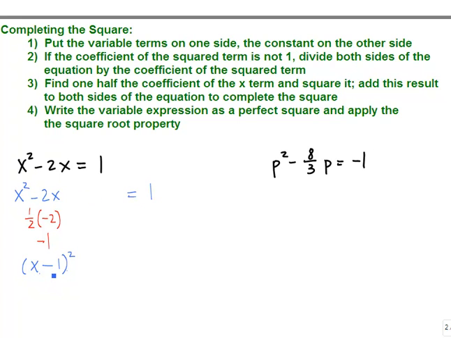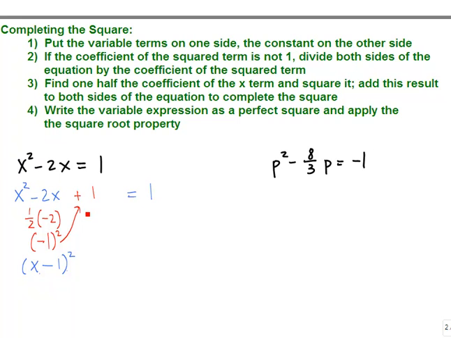Right now it's not. If you were to FOIL this out, you would get x squared. You would get a middle term of -2x, but you would also get a +1 on the side. And there's no extra +1 over here on the right-hand side. So what we need to do is add in that missing constant. And the missing constant is always going to be the answer that you got from taking 1/2 of your middle coefficient and then squaring it. So if I square that -1, it becomes a +1.